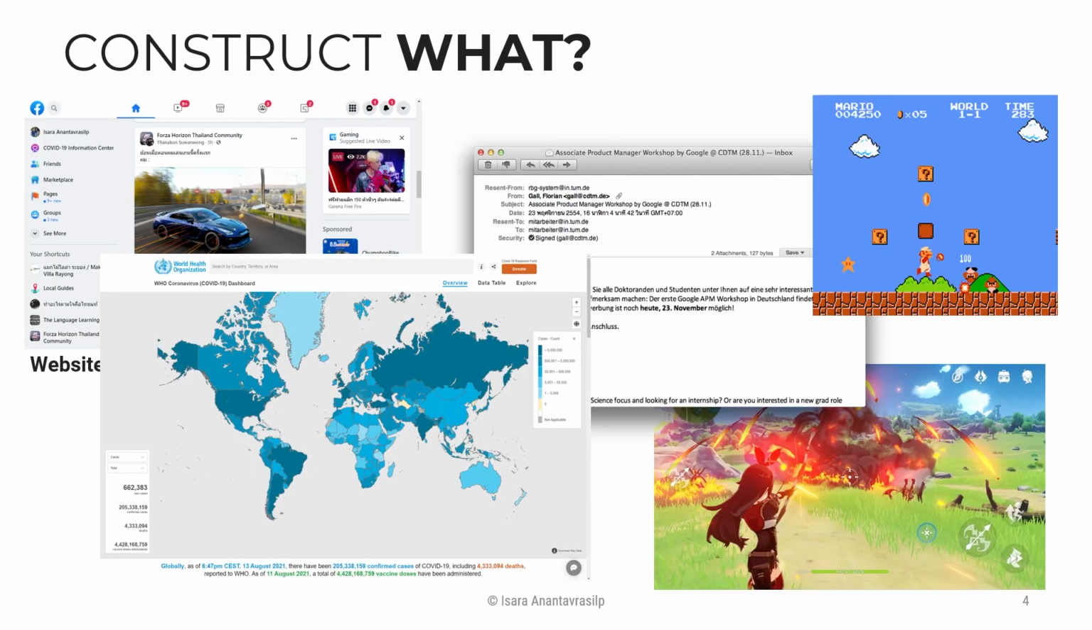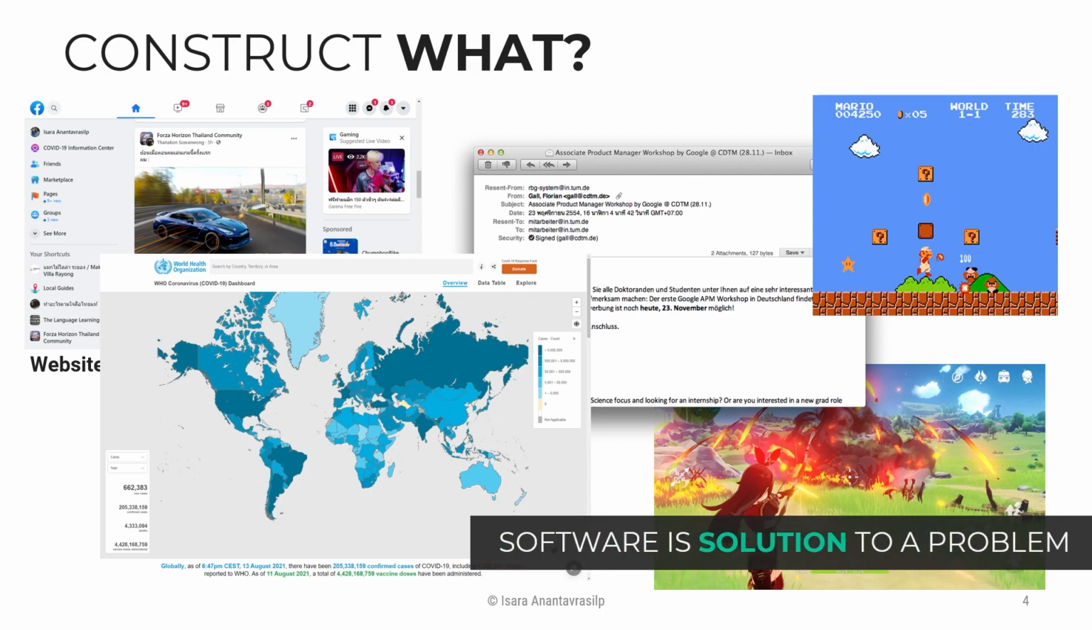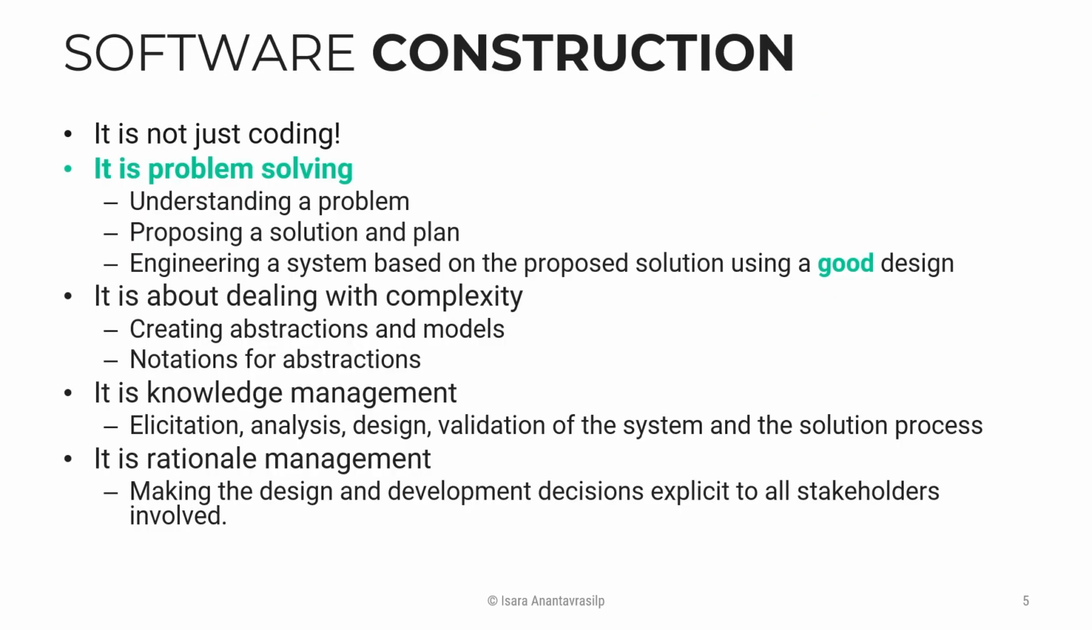Last time we mentioned that software is a solution to a problem. All these screens you see solve problems, either business, social, or sometimes, if you got dumped by your girlfriend or boyfriend, a game time would help too. Anyway, if software is a solution, the process of building a solution is the process of problem solving, not just coding.